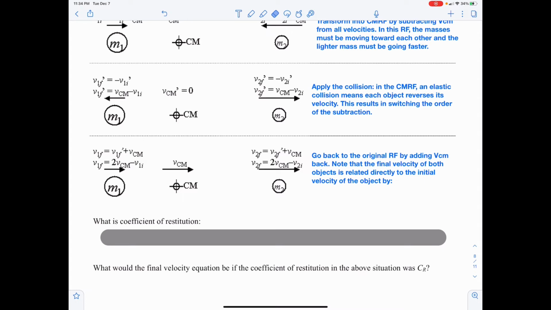So note that the final velocity of both objects is related directly to the initial velocity of the object. And it's related by this relationship of 2 times the velocity of the center of mass minus the initial velocity. You can see that's true in both cases, for object 1 velocity and for object 2 velocity. It's a nice little shortcut.